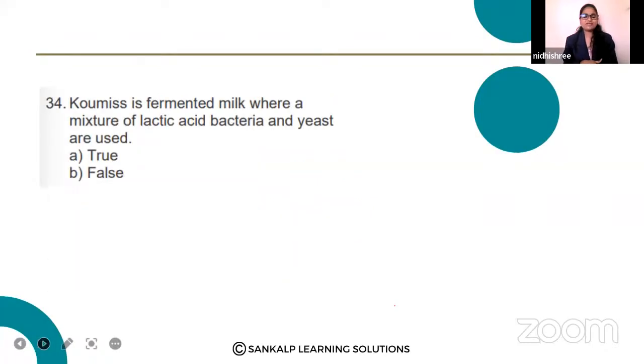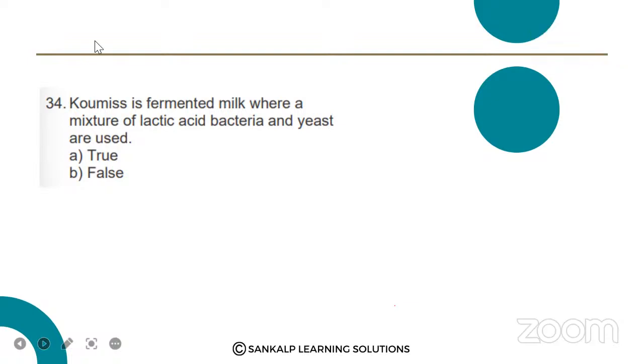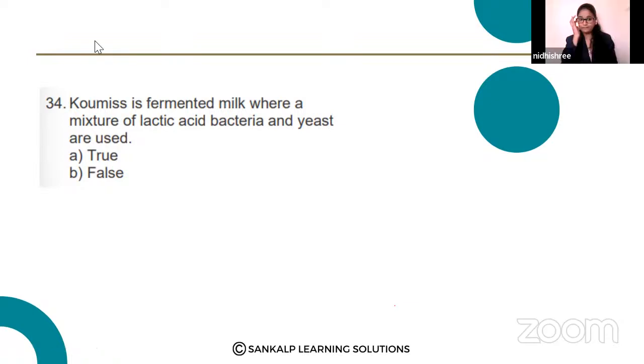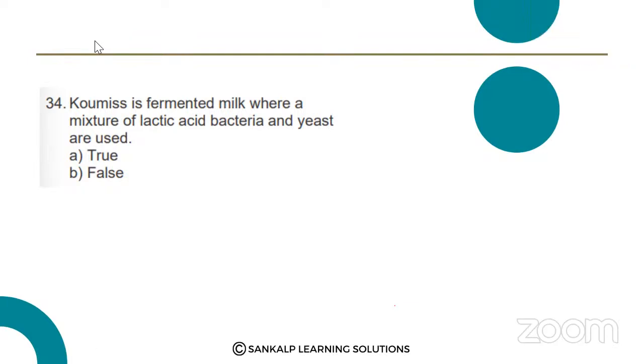Comis is a fermented milk where a mixture of lactic acid bacteria and yeast are used. Whether this statement is true or false, think over it and then answer. Option A, true statement. Hanumanta voted for option A. Padmayan, option A. Purvi, option A, true. Kanchanaraj told option A, true. Harshita voted as option B, false.